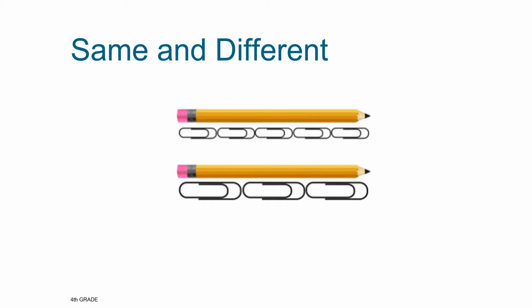You may have said that the paper clips under the top pencil are smaller. There are 5 of those. The bottom pencil has larger paper clips underneath it. There are 3 of those. Why are there different numbers of paper clips under the pencils when they are the same length?